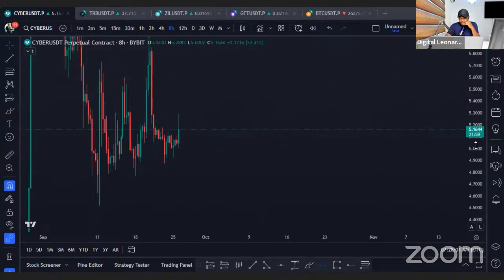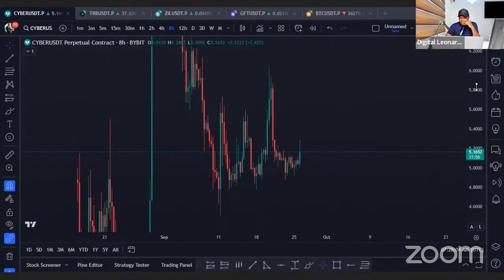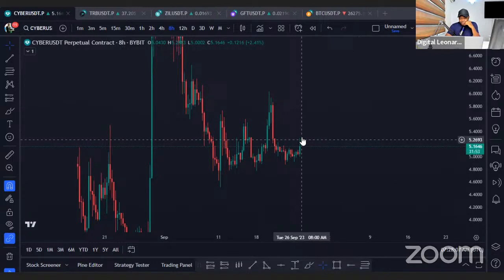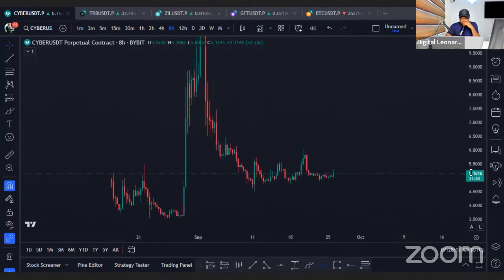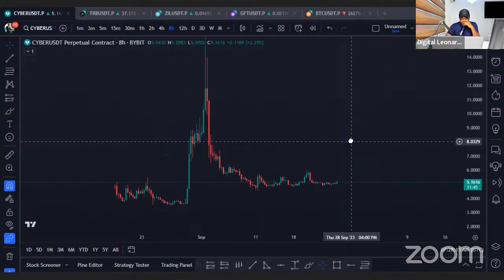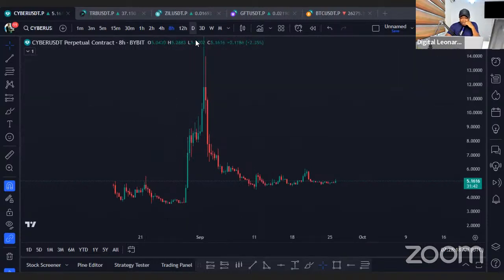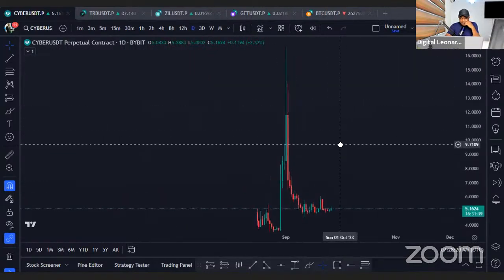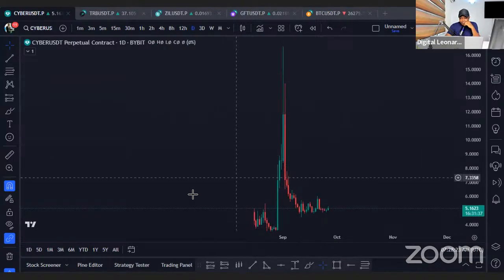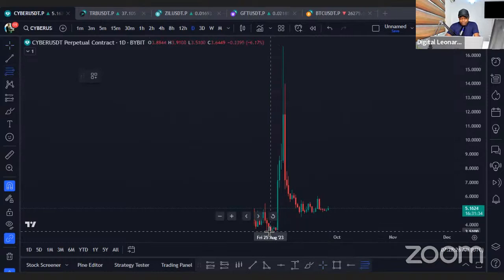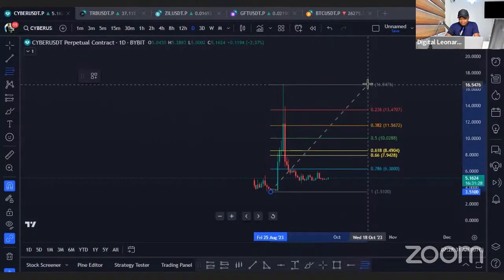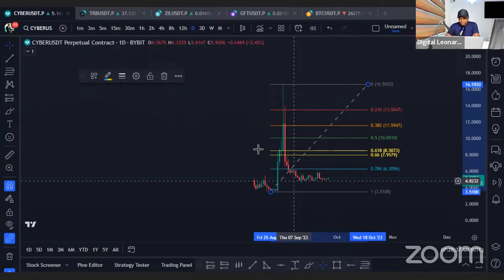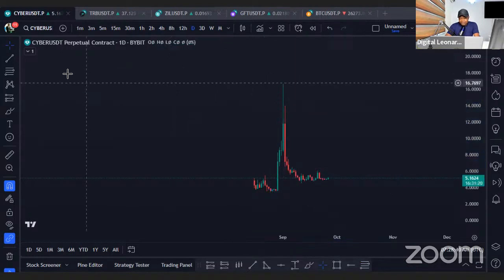If you took a buy and it triggered, then congrats, because Cyber had this massive candle to the upside this morning. Even if you pull this Fibonacci retracement tool from down here up to where it went, up to $16, we're even below the 786 level.